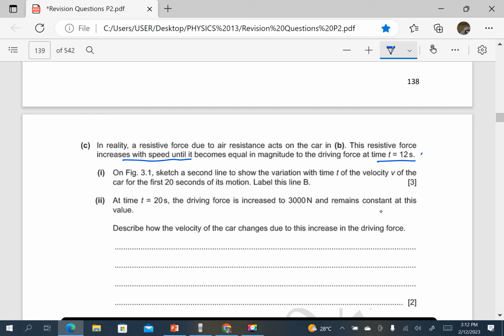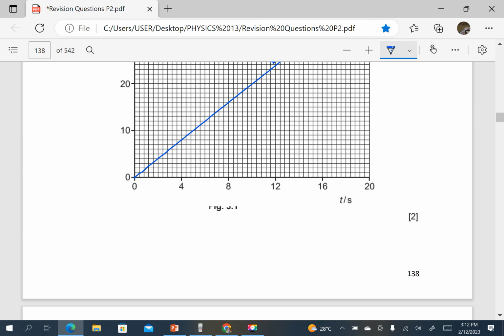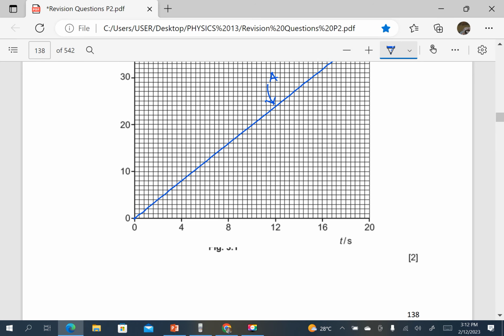The resistive force increases with the speed until it becomes equal in magnitude to the driving force. When the resistive force equals the driving force, the resultant force is 0, so acceleration is going to be 0. We have reached terminal velocity. Therefore, we just ensure that the line becomes horizontal at around 12 seconds.